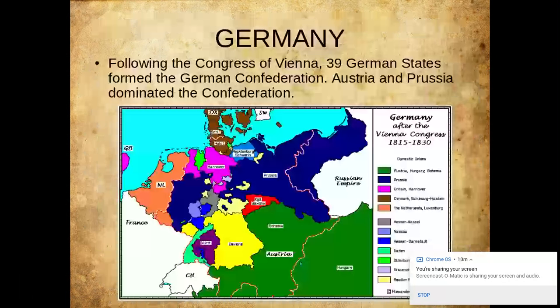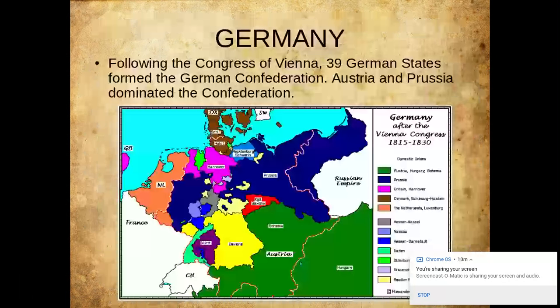Germany. So again, you see this. I'm not going to spend a ton of time on this, but there were 39 German states, as you guys see in the map here. Very similar to Italy, they were broken into different kingdoms by the Congress of Vienna. Austria and Prussia dominated the Confederation, and here you have all of the different components and parts.